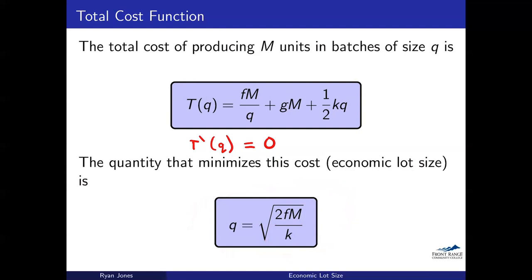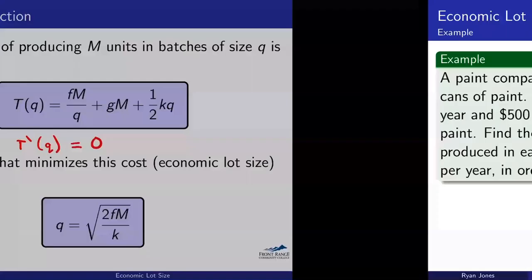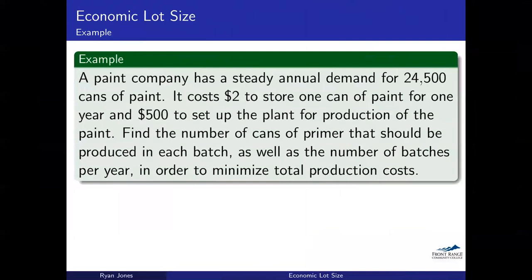And now we can go ahead and do an example here. So let's look at a paint company that has a steady annual demand for 24,500 cans of paint. It costs $2 to store a can of paint for a year, and it costs $500 to set up our production plant each time that we want to produce paint. It doesn't matter how much paint we produce. It just costs $500 to set up the plant, turn the lights on and get things running and all that. I want to find the number of cans that we need to produce in each batch, as well as the number of batches per year that will minimize the total production cost.